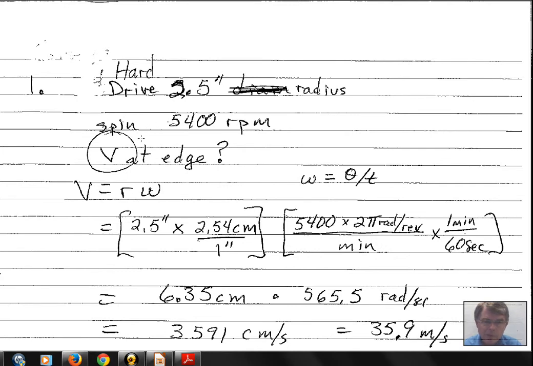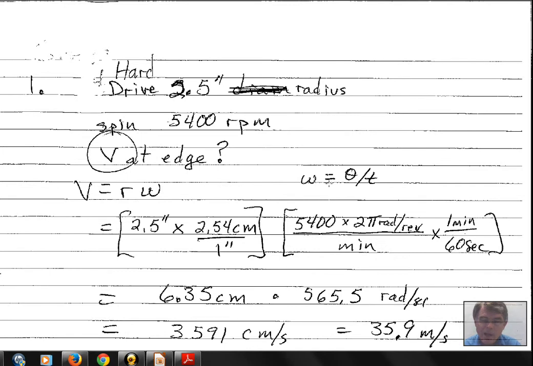So the first question to ask as we seek to calculate the centripetal acceleration: what is the velocity at the edge of this hard drive? Our centripetal acceleration is v squared divided by r, so we're going to need knowledge of the velocity. Well, we can obtain the velocity by multiplying the radius of the circle by the angular velocity.